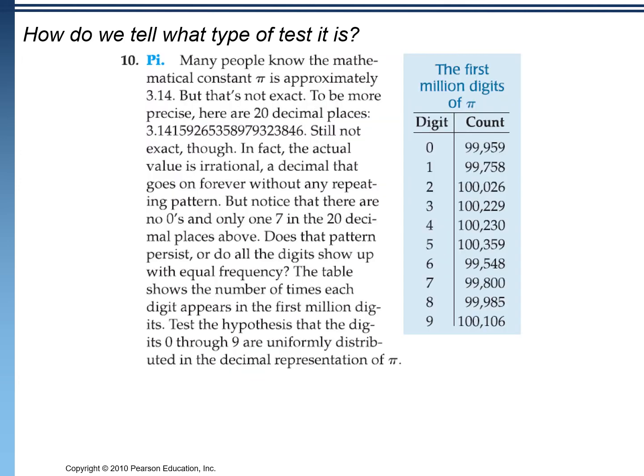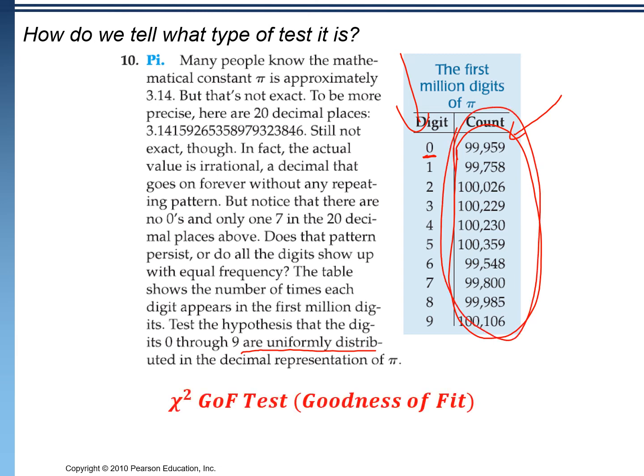This one's about the first million digits of pi. Again, we really only have one data set here. This row is not data, it's just labels for that data. We have 99,959 zeros in the first million digits of pi. The question is asking, are these numbers uniformly distributed? We can see they're all around 100,000. Is it within an expected degree of variation, or are some numbers occurring more often than others to a statistically significant margin? Back to the question at hand, we have one set of data. This is a chi-square goodness of fit test again.